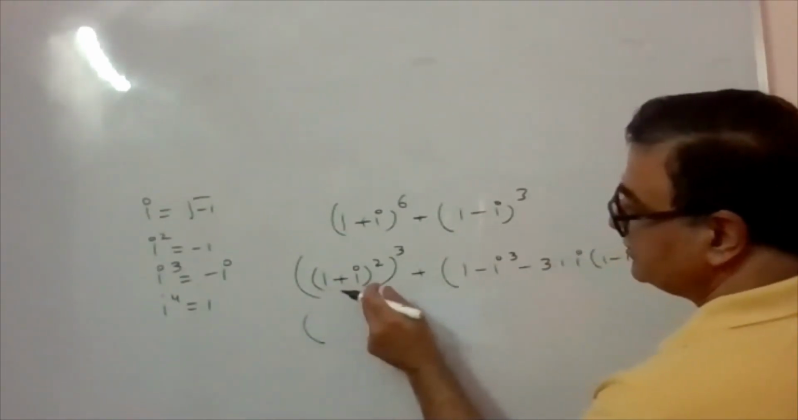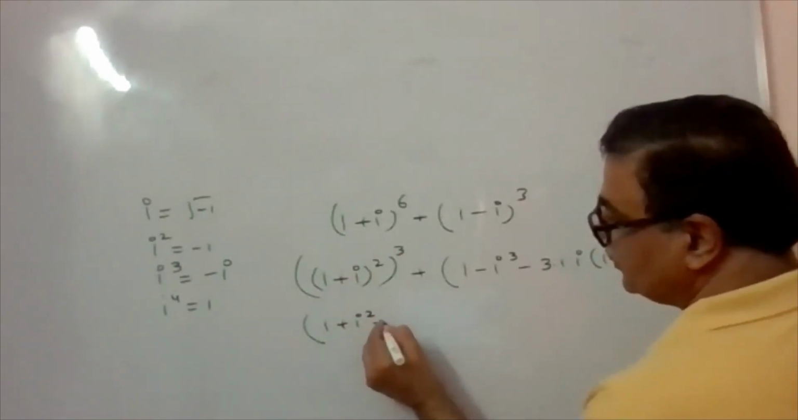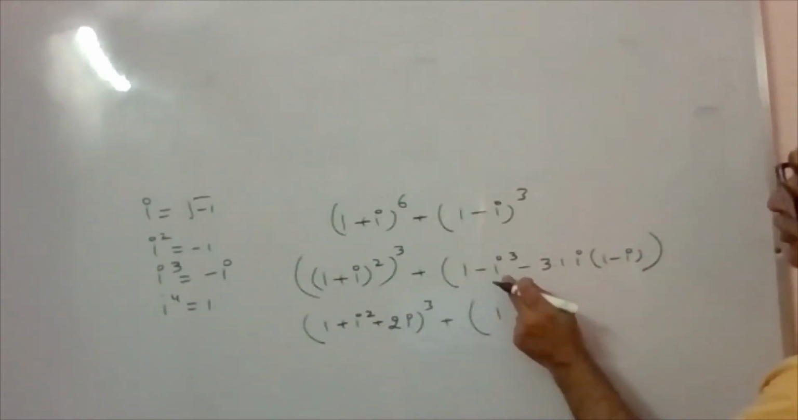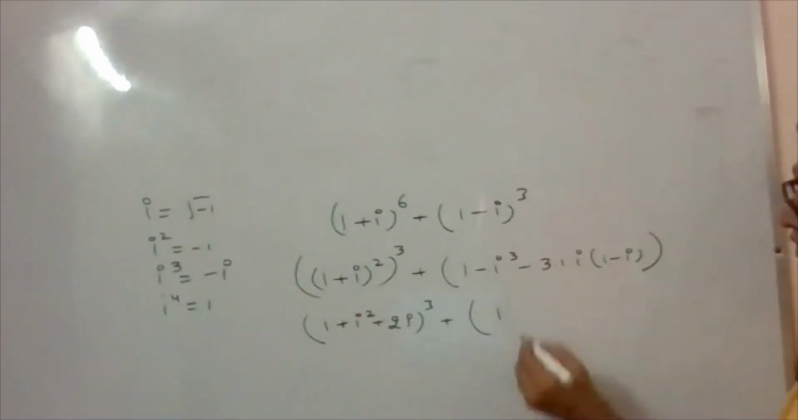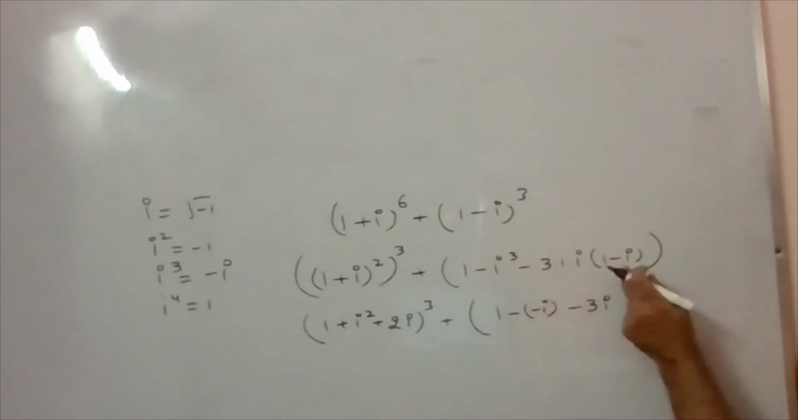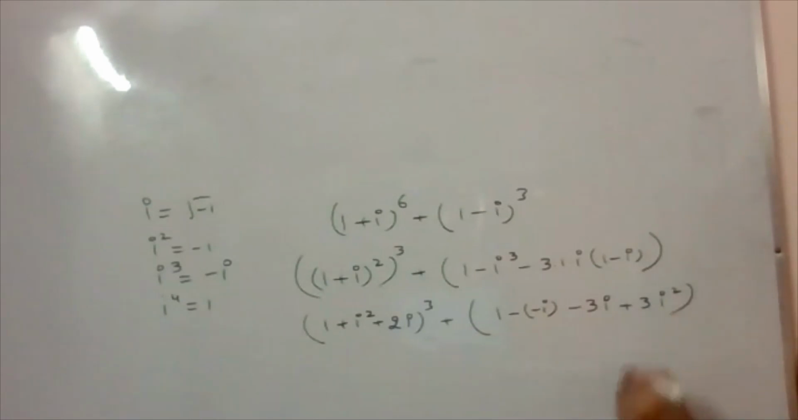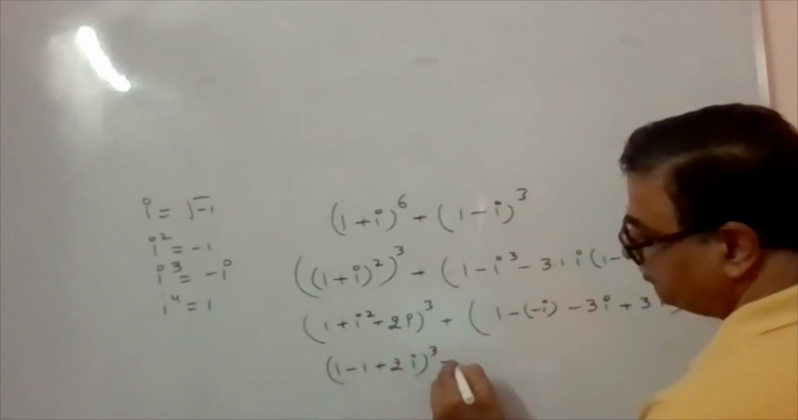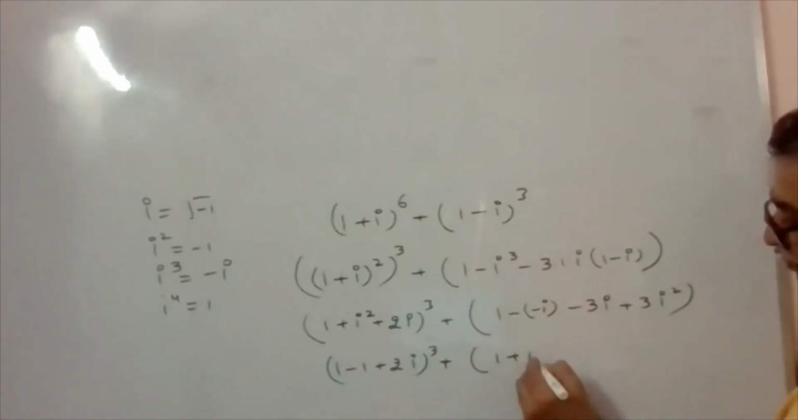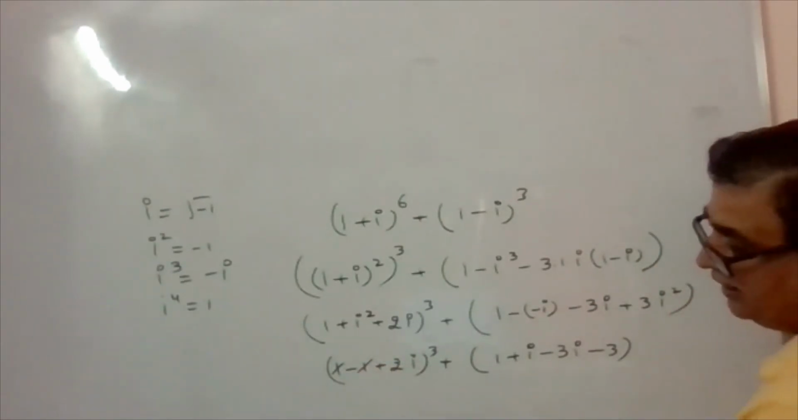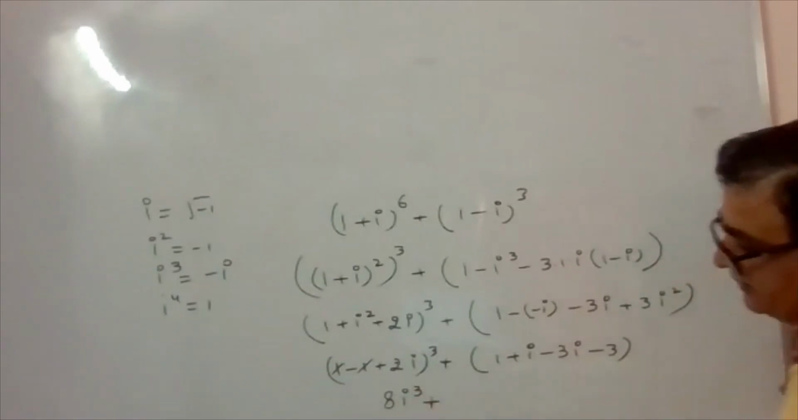Now when you solve it, 1 plus iota whole square, so it will be 1 plus iota square plus 2 iota, whole cube. And here it will come out to be 1, iota cube is what? Minus iota. So I write minus minus of iota. Then this comes out to be minus of 3 iota and then plus 3 iota square. This is 1 minus 1 plus 2 iota whole cube. Plus, this will come out to be 1 plus iota minus 3 iota and this is minus of 3. This gets cancelled out. Left is 8 iota cube plus.